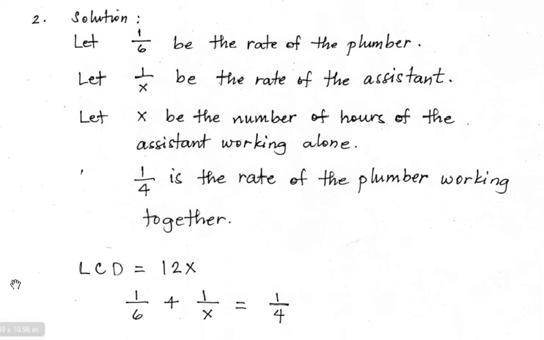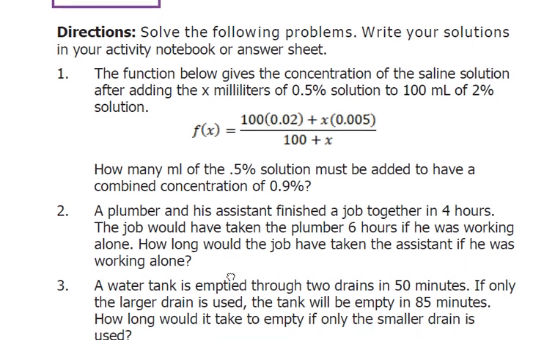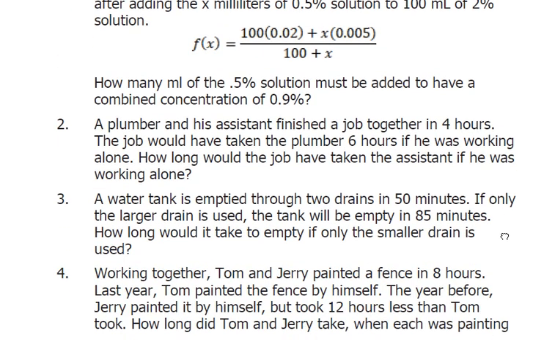We move on now to problem number 2. A plumber and his assistant finished a job together in 4 hours. The job would have taken the plumber 6 hours if he was working alone. How long would the job take if the assistant were working alone? This is the meat of the problem.